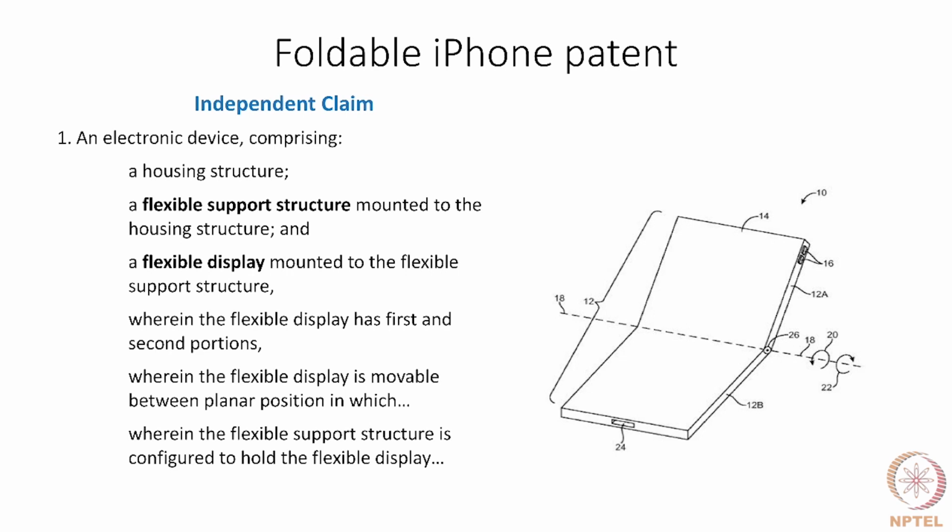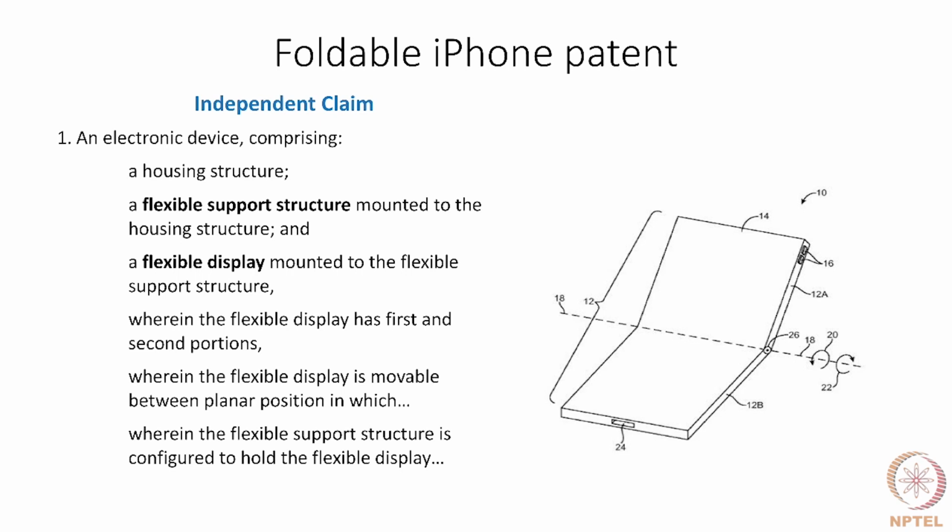Wherein can be in different clauses. Wherein the flexible display, you can explain, has two portions. Wherein the flexible display is movable, that can be a separate clause. Wherein the flexible support structure, you can explain it. If you want to, you can even say wherein the housing structure, if you want to explain the housing structure. So this is what we call an independent claim.